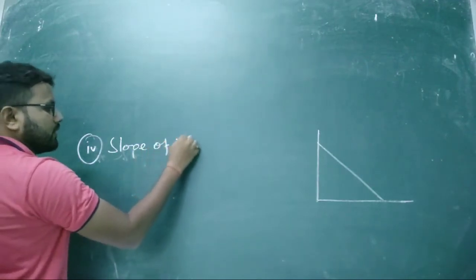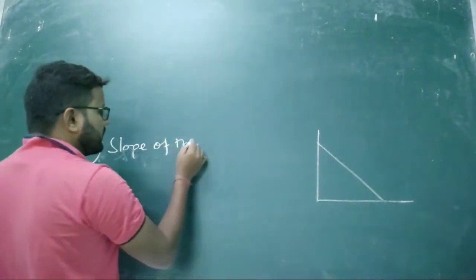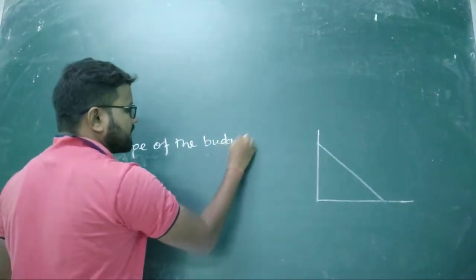The slope of the budget line. This is a formula. You have to write down this formula. Slope of the budget line.